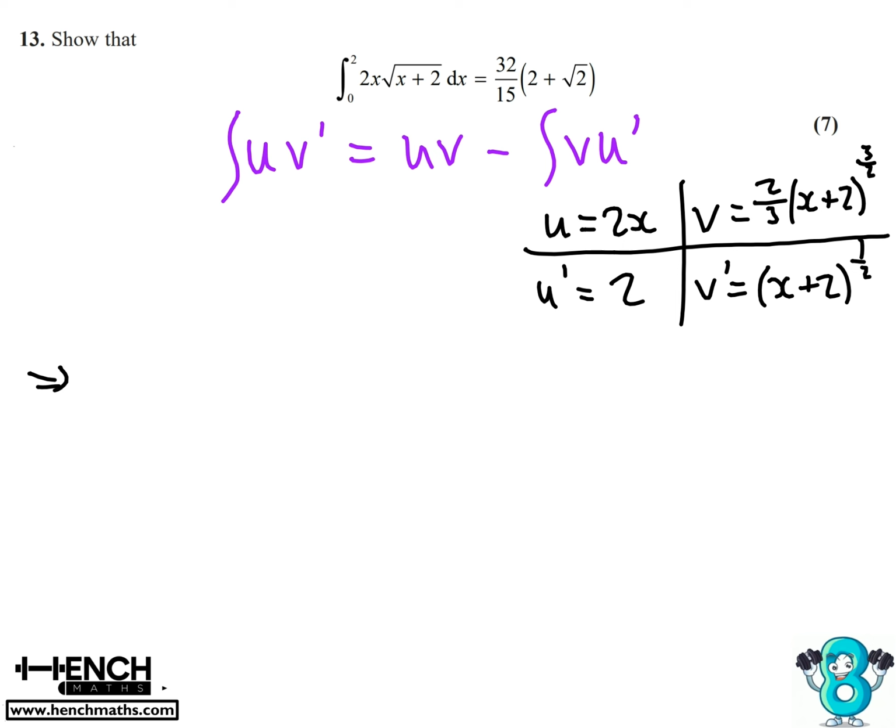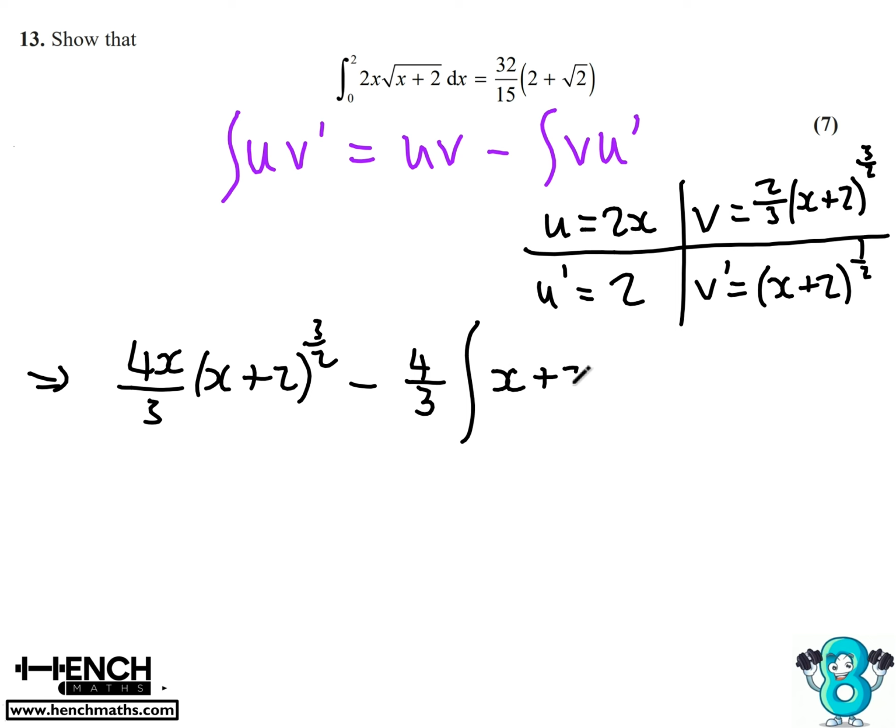So the integral is going to become uv, so 2x multiplied by 2/3. So that's going to be 4x over 3 multiplied by (x plus 2) to the power of 3 over 2. Subtract v multiplied by u dash, so 2/3 times by 2. I'm actually going to take that out the front. So 2/3 times by 2 is 4/3. And then the integral of (x plus 2) to the power of 3 over 2 dx. And don't forget we've got these limits 2 and 0. So we just need to integrate the thing at the end now.